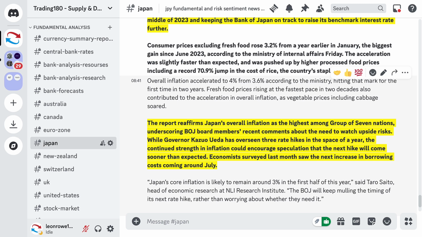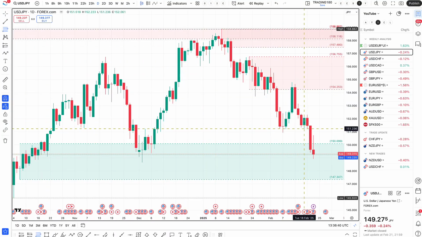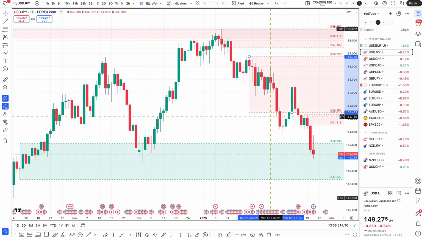Rising inflation means that the bank is likely to hike rates, and in this case, hike rates a lot sooner than expected, as well as some risk off sentiment. So money is going into the yen at the moment. So we've got a nice supply zone there, as well as, I guess, the start of another supply zone there as well.